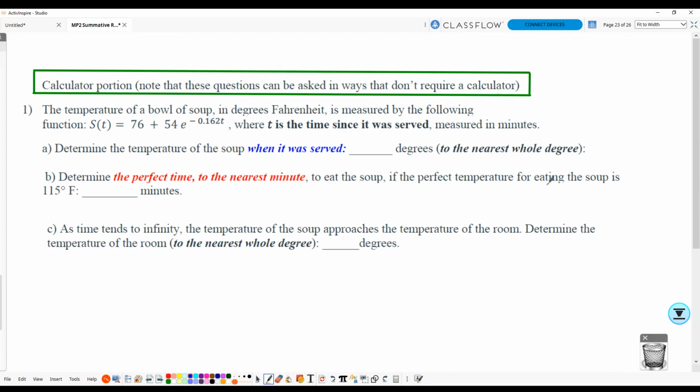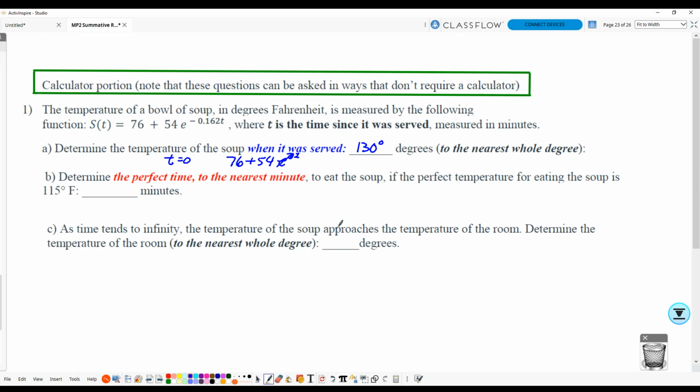So the temperature of soup problems. What is the temperature when the soup is served? Well, the soup is served at time 0. Putting in 0 for t, it's 76 plus 54 e to the 0. Well, e to the 0 is 1. So 76 plus 54, 80 plus 50. It starts off at 130 degrees.